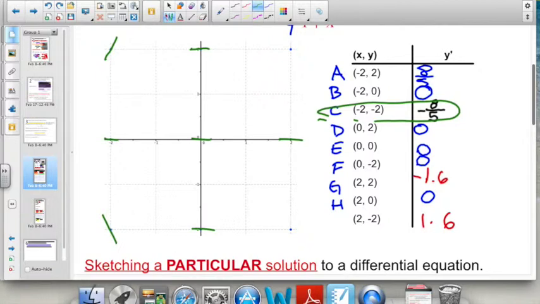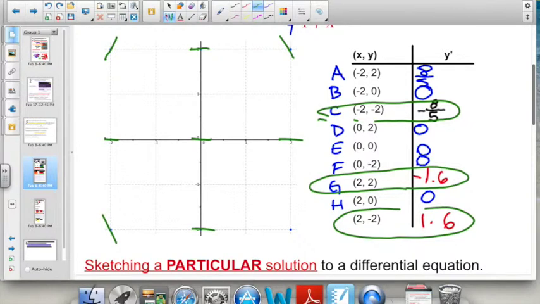Okay, 2, 2, 2, 2. We need a negative slope. So we need something that looks steep and negative. And 2, negative 2, 2, negative 2. Am I doing that right now? We need this sort of slope. So that's our slope field for that region.